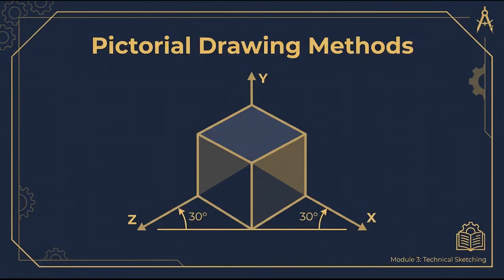It keeps the front face true shape and size, meaning a circle drawn on the frontal face will appear as a true circle. The depth lines usually recede at a 45-degree angle, and lengths along them are drawn at half scale to reduce visual distortion. Finally, perspective drawing converges parallel lines to vanishing points to closely match human vision.